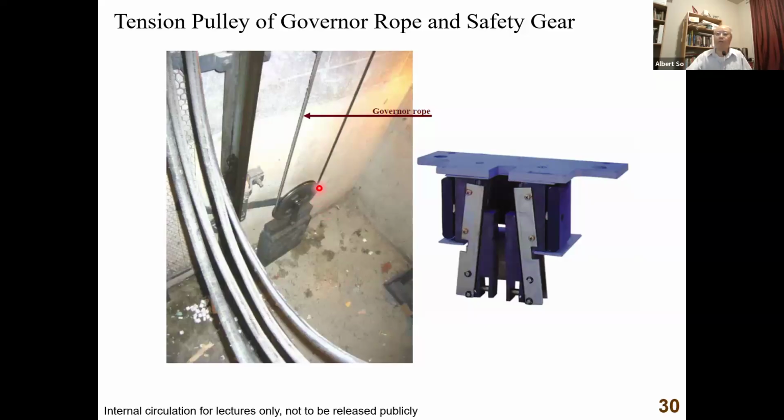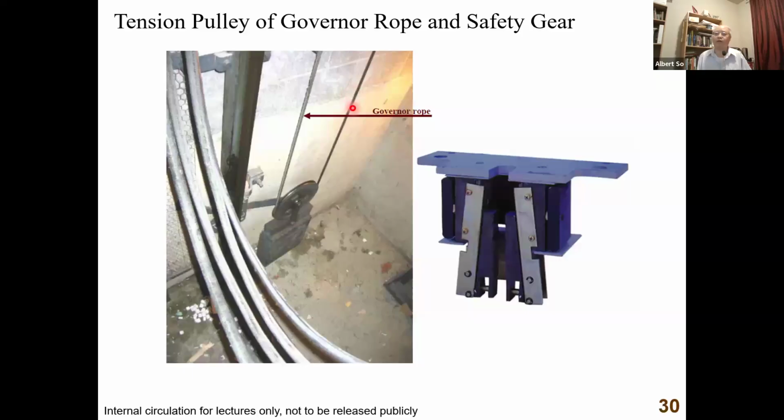This is the pit, the bottom of the lift shaft, and then go around the tension pulley. This is the tension pulley, and then go up again to the bottom, attach it to the bottom of the car. Right. So it's called tension pulley. What does it mean? It means that you want to provide tension to the rope. Otherwise, the rope will be loose.